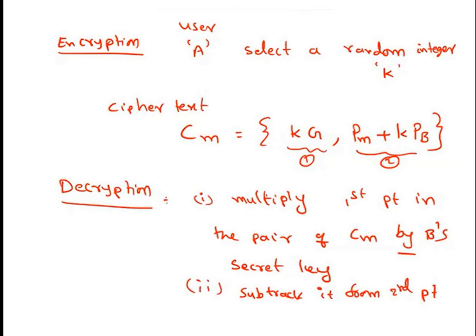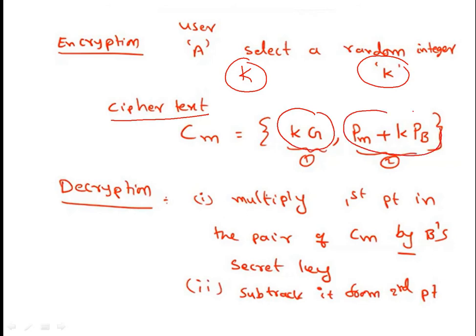So let us see how the encryption and decryption takes place by using elliptical curve cryptography. How the encryption takes place in the elliptical curve cryptography, and similarly we will see the decryption part also. As you can see here, user A selects a random integer k. This is the first step. Then he will calculate the ciphertext. So how to calculate ciphertext? Ciphertext is a pair of two values. One is kG, another one is Pm + kPb.